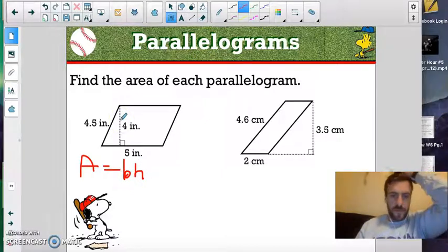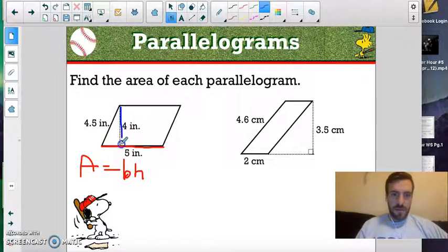So find the area of each parallelogram. So our formula is area equals base times height. I'm going to make this the base. I will make this the height. Try to use those same colors. Base is 5 times our height, which is 4. So that equals 20.